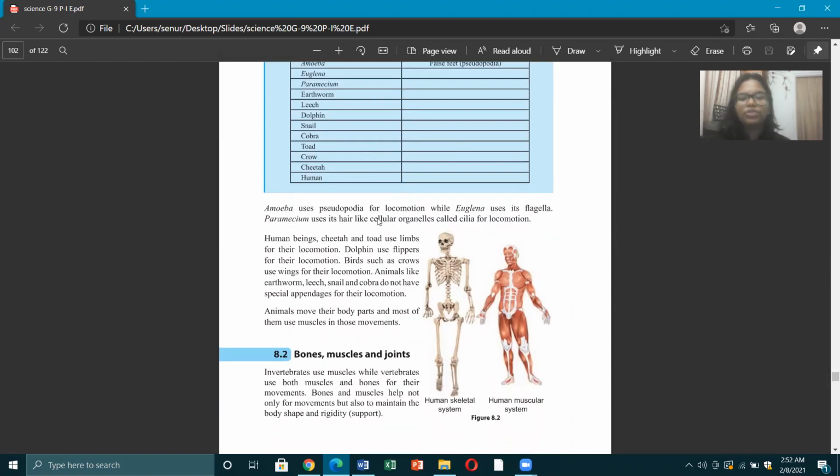Okay? So now, for example, the organisms have different appendages to move, to locomote. If you take an amoeba, I hope you all can remember who an amoeba is, they use pseudopodia for locomotion. Pseudo means false and pods means feet, so pseudopodia means false feet. So an amoeba uses pseudopodia, or false feet, for locomotion.